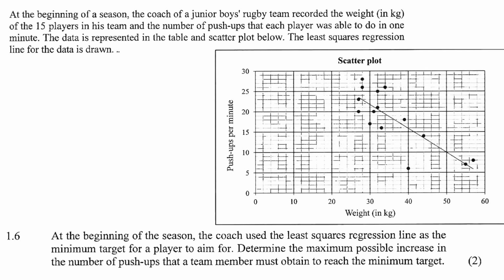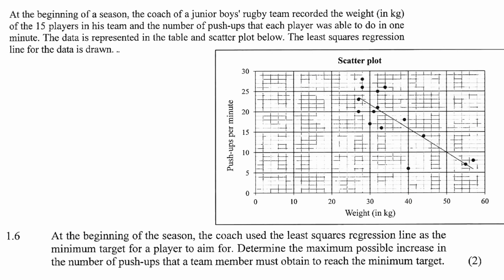At the beginning of the season, the coach used the least squares regression line, which is this one over here, as the minimum target that a player needs to aim for. Determine the maximum possible increase in the number of push-ups. Okay, so this is where the coach would like them to be. So for example, if you are 30 kilograms, the coach would like you to be somewhere there, so it's on that line. A learner weighing 40 would have to be over there.